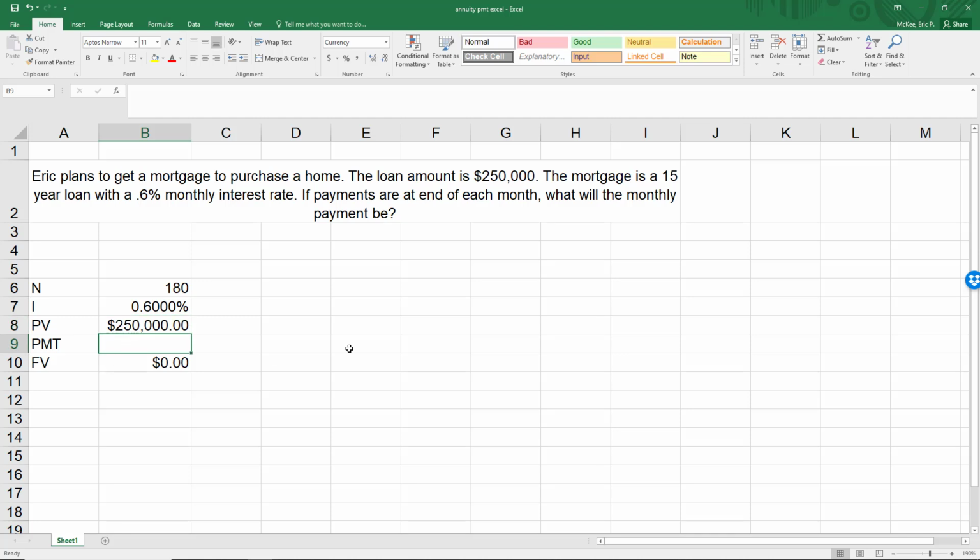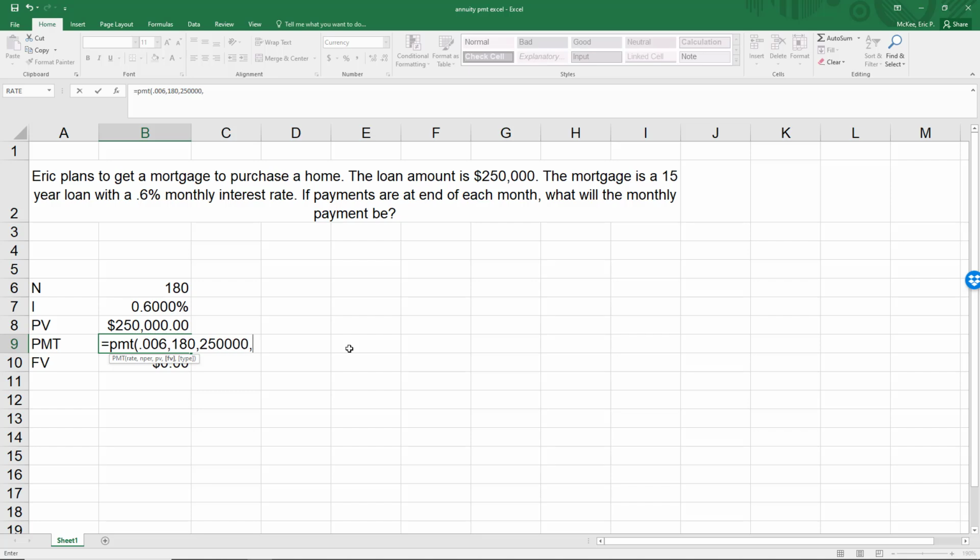So in payment, B9, I'm going to type equals PMT and open parentheses. Excel tells me what parameters I need. First up is interest rate. That's the 0.6% per month, so 0.006. I have N per number of periods. That's going to be 180, the number of months in my mortgage. Present value, that's the 250,000.